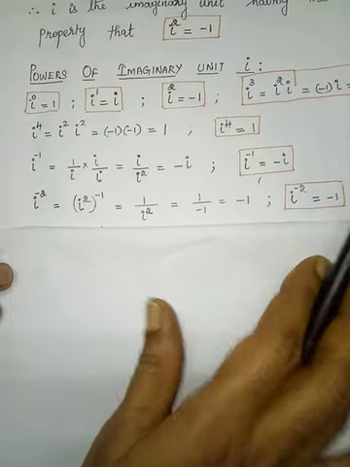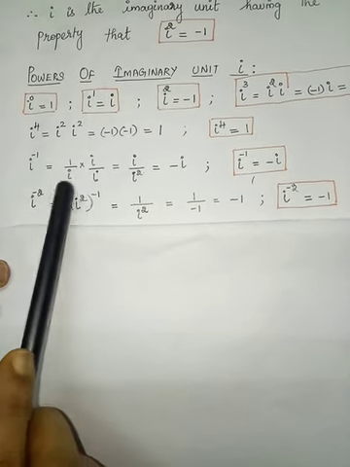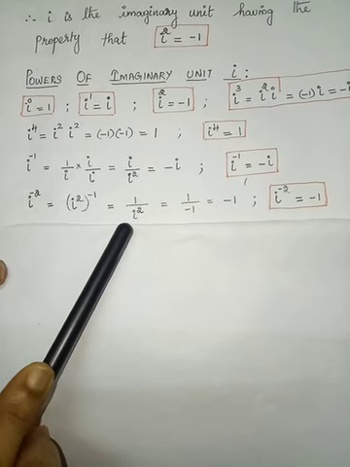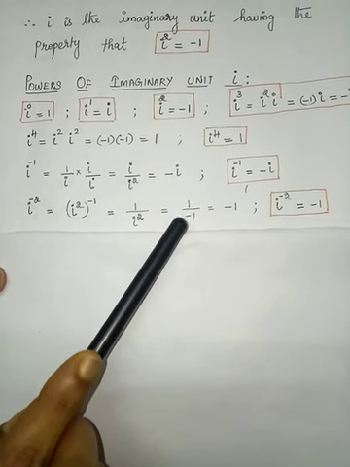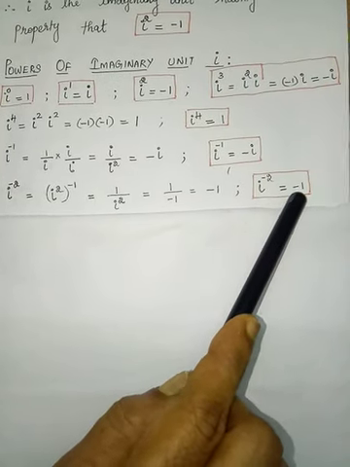So next one, you look at this. i power minus 2 can be written as i squared the whole power minus 1. So it will be 1 by i squared. What is i squared? Minus 1. So 1 by minus 1 is equal to minus 1. So i power minus 2 is equal to minus 1.